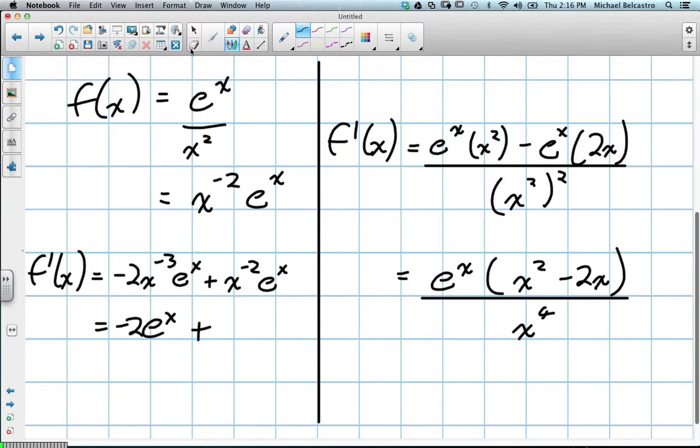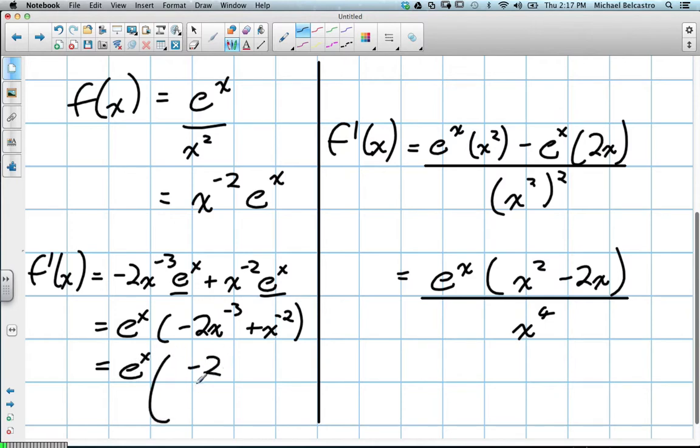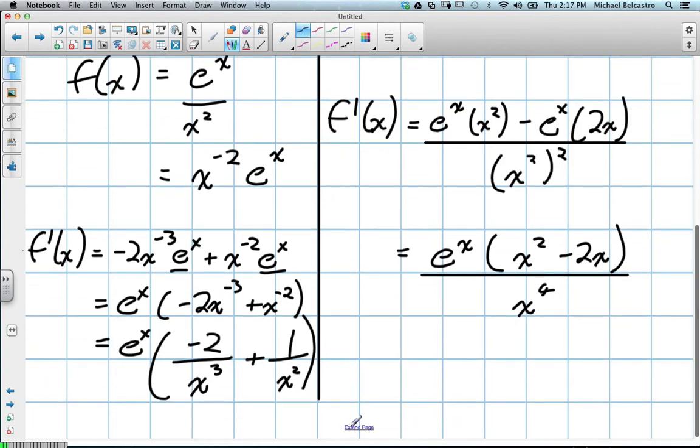Plus, I think we should factor it to be all honest. Let's factor out our e at x in both of the terms and then move everything to the top and bottom of our fraction. So if we factor out our e at x, we'll have -2x to the power of -3 plus x to the power of -2 in this case. From here, both of them would go onto the bottom. And we'd be left with e to the power of x multiplied by -2 over x cubed plus 1 over x squared. Okay? Both looking pretty different.